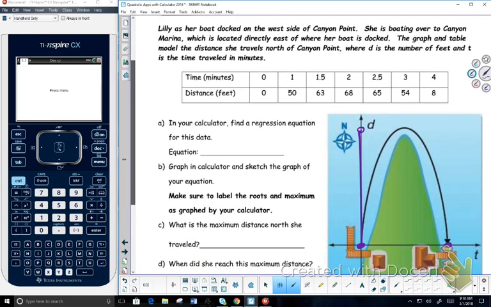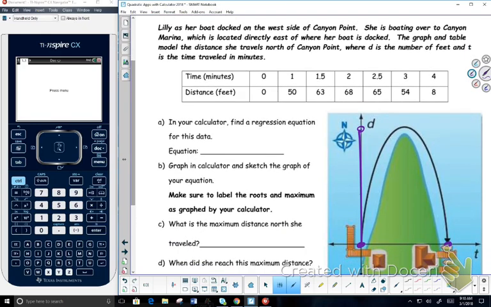The graph and the table model the distance she has to travel north of Canyon Point, where D is the number of feet and T is the time traveled in minutes. If given a table, we're just going to go ahead and enter it. They've given us a graph. We know it's a quadratic, so we don't have to go through the process of determining if it's a quadratic. We can go ahead and do our quadratic regression.